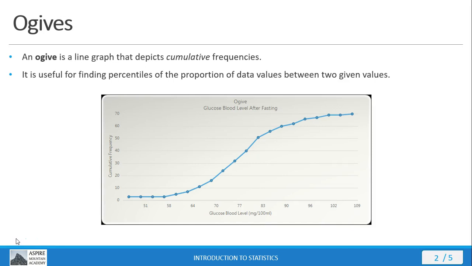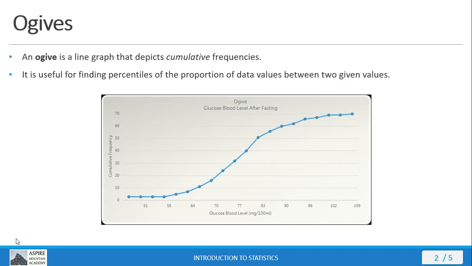Okay. Ogives are line graphs that depict cumulative frequencies. Think of this as a frequency polygon for a cumulative frequency distribution. Ogives can be useful for finding percentages of the proportion of data values between two different values in the line.